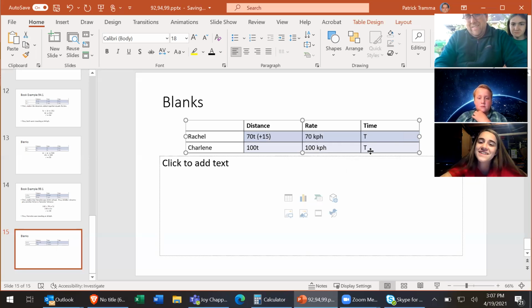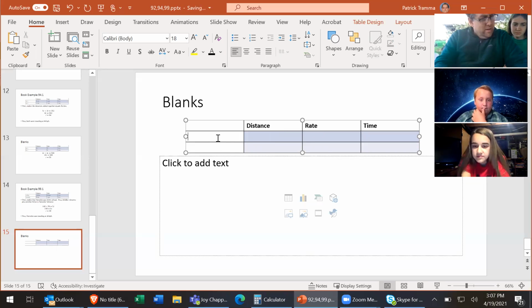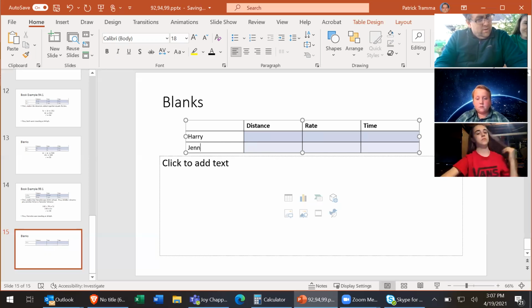Hooray. Let me delete these real quick. There we go. Okay, so now we have Harry and Janet jogging around a circular track that's 210 meters long. Janet's rate is 230 meters per minute, while Harry's is only 200 meters per minute. How many minutes will Janet be a full lap ahead?